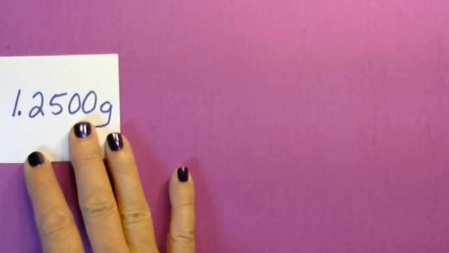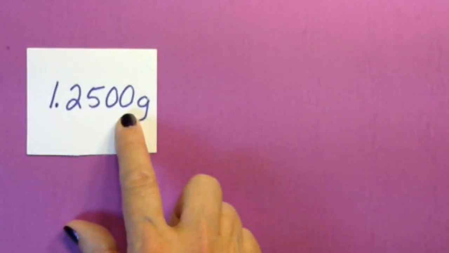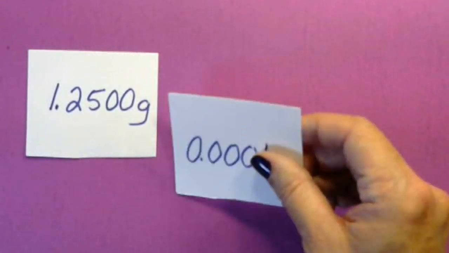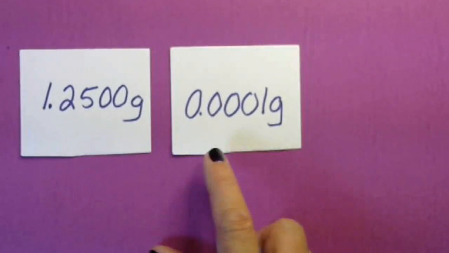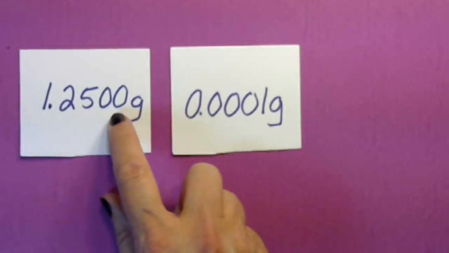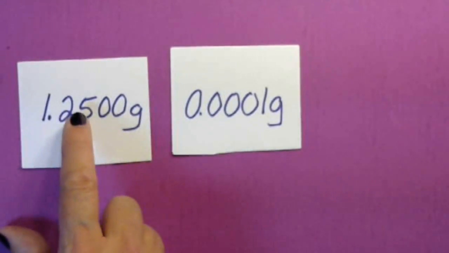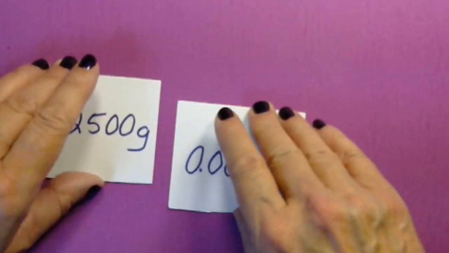So let's try some more. Maybe you're catching on here, and let's go back to an easy one. Let's say I take out one of our better balances that reads all the way to the 10th of a milligram, which is right here. 10th of a milligram. So how many significant figures does that have? Well, where is the plus or minus? The plus or minus is right here. So I count from left to right. 1, 2, 3, 4, 5 significant figures. Wow, that's a lot of significant figures. And we'll talk about that too.